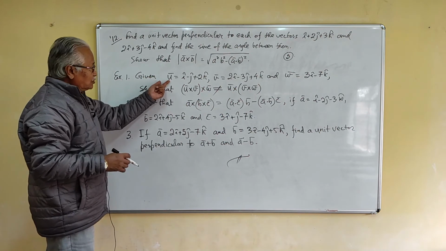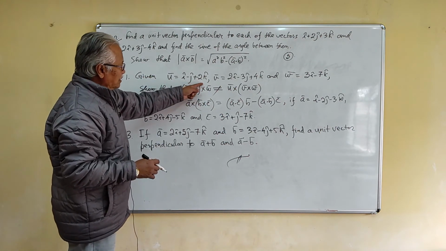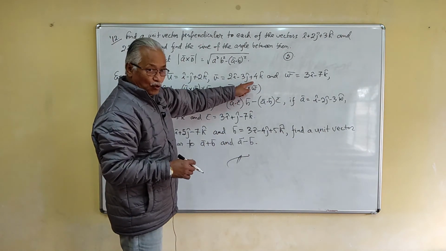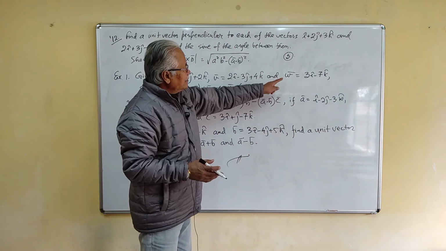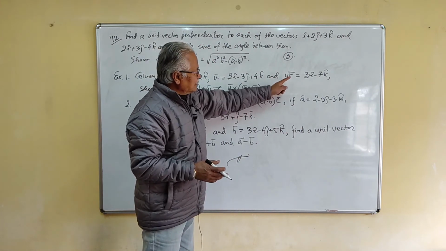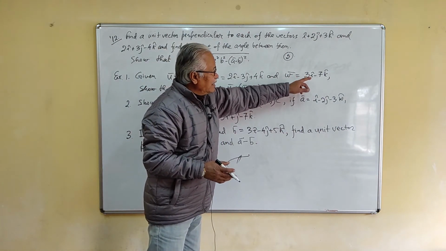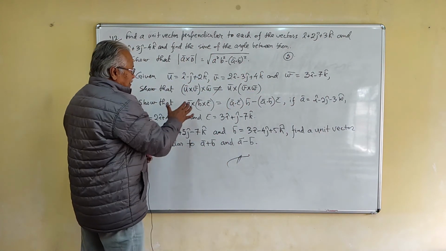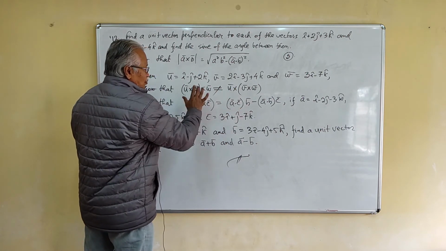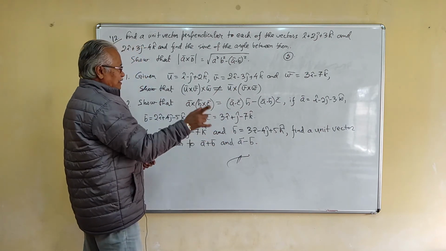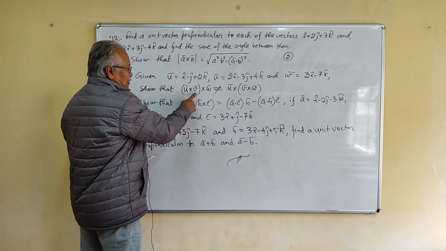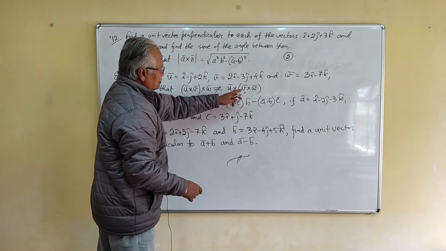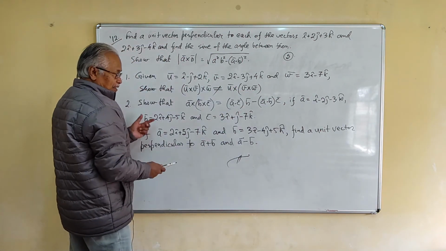Given U is a vector i minus j plus 2k, V is another vector 2i minus 3j plus 4k, right? And W is a third vector, it has got a value 3i minus 7k only. So you got to show that associativity in cross product does not hold. That is, in other words, U cross V cross W is not equal to U cross V cross W, right?